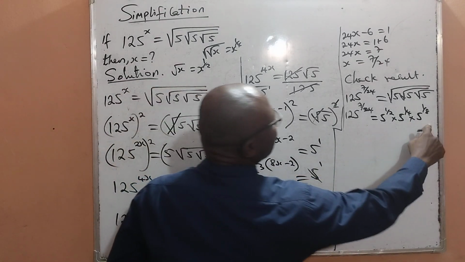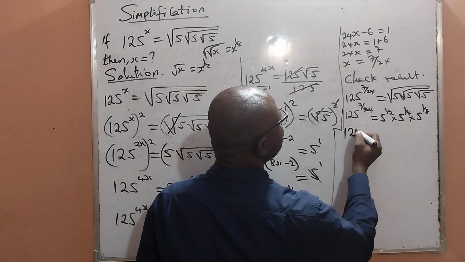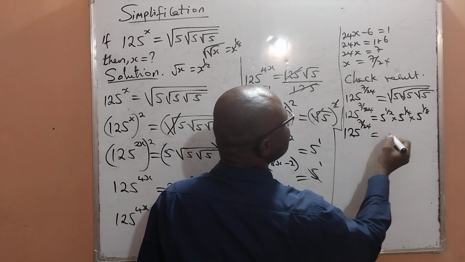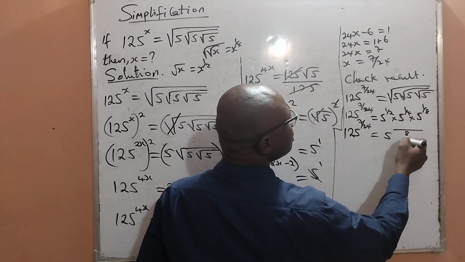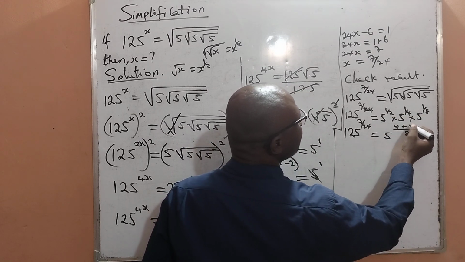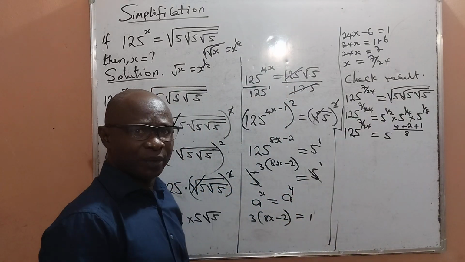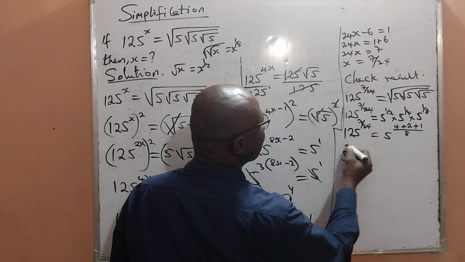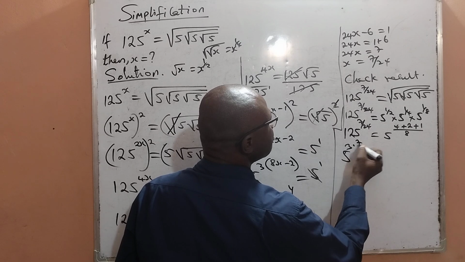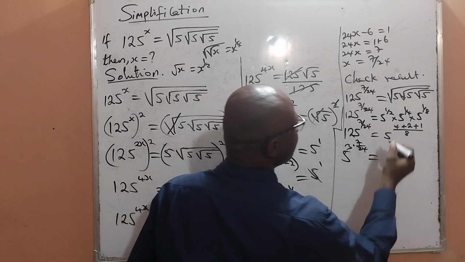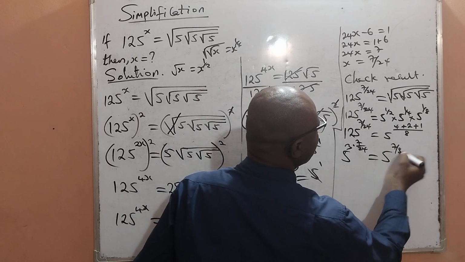Okay, by law of indices, the bases are the same, so I will add the powers. Therefore, I have 125 raised to the power 7 all over 24 is equal to 5 raised to the power... LCM here is 8. 2 into 8 is 4, 4 into 8 is 2, 8 into 8 is 1. But 125 can also be written as 5 raised to the power 3. Then multiplied by 7 all over 24 is equal to 5 raised to the power 4 plus 2 plus 1, which will give me 7 all over 8.